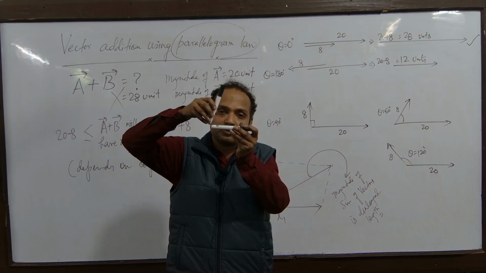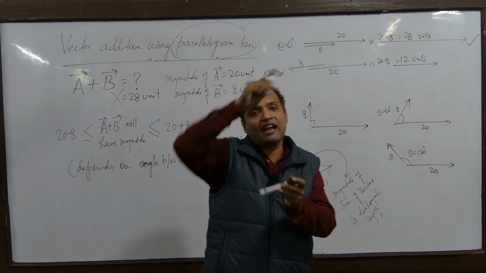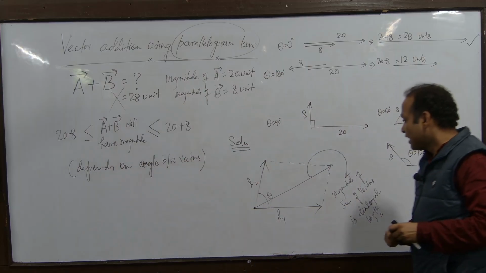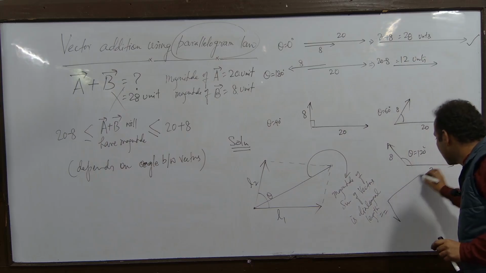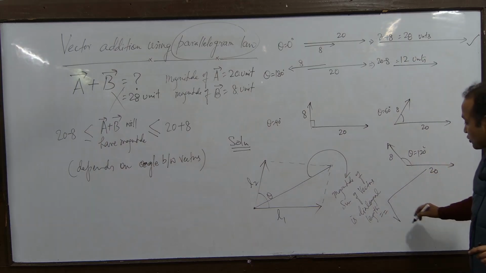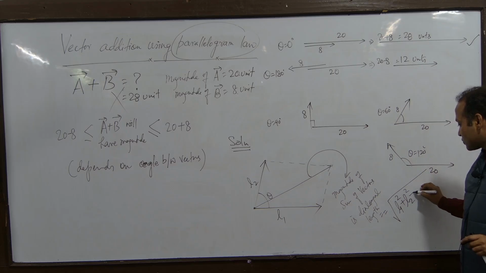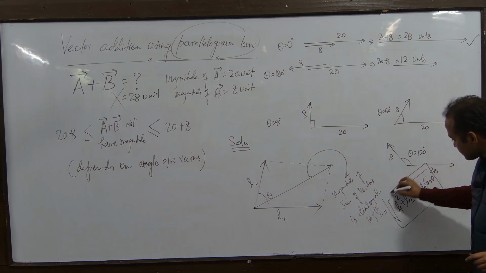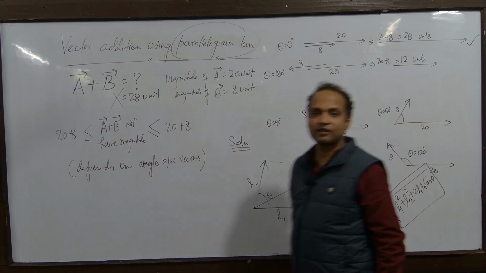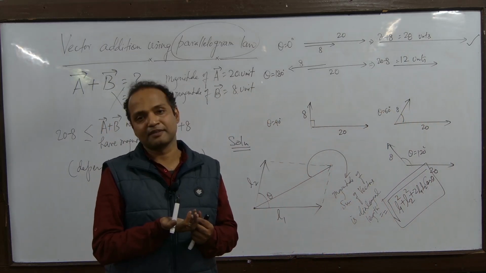Okay, you draw the parallelogram, then you make the diagonal and find out the length of the diagonal. Already I have told you that the length of the diagonal is the square root of L1 square plus L2 square plus 2 L1 L2 cos theta. Okay, this will be the sum.